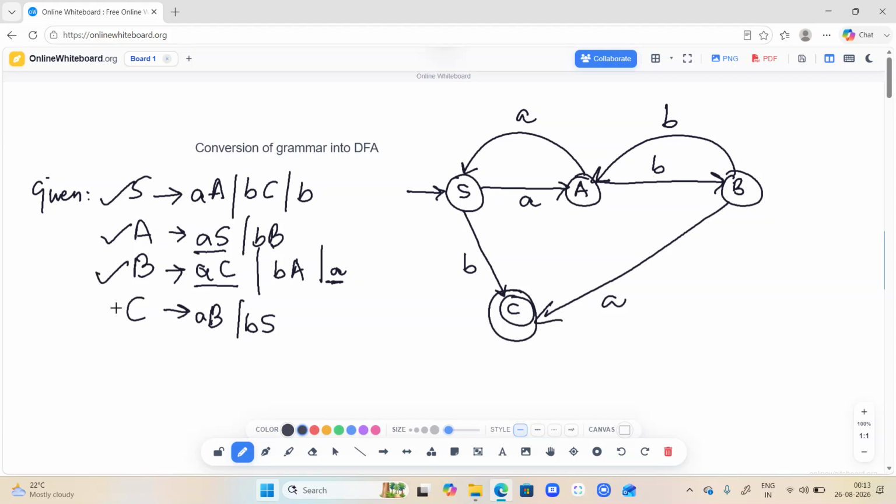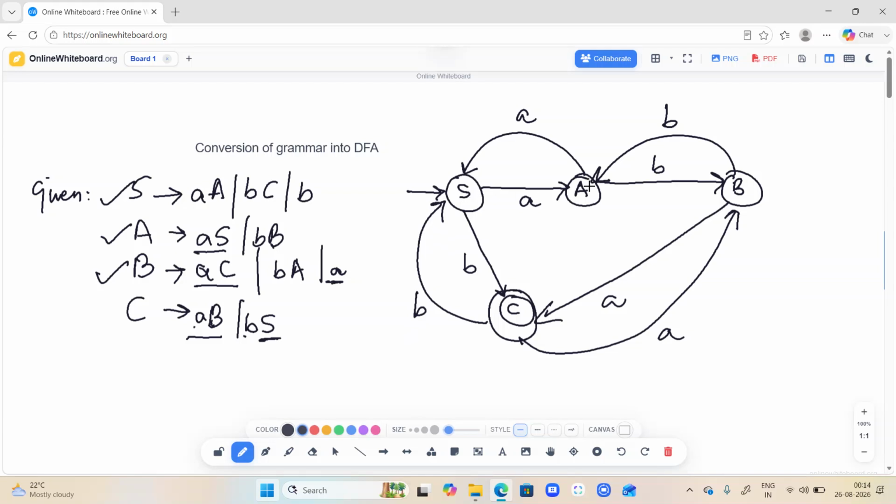Now moving on to production rules of state C. C goes to B on input a, and C goes to state S on input b. C will go to state S on input b. So this is how you will show a DFA.